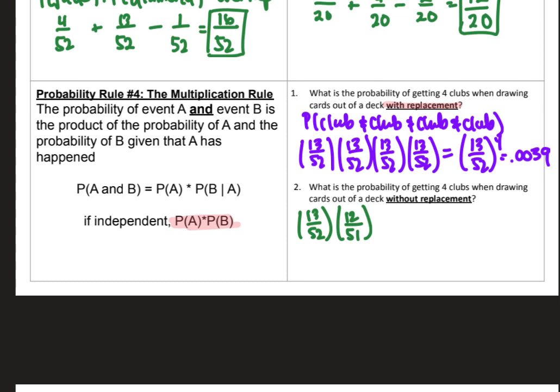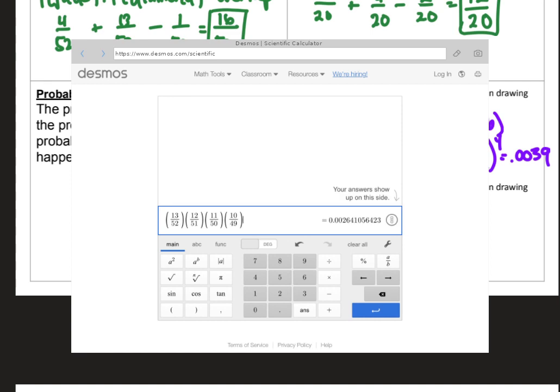All right, so here's an example. We're still multiplying, but the only difference between these two is that the probability of the second event is going to be different than the first event because of what happened the first time, right? And then if we draw a third card, it's going to be the same thing. We're drawing a club given that we drew 2 clubs before, so that's 11 out of 50. And then lastly, on the last draw, it's going to be 10 out of 49. So that probability when we put it in our calculator is going to be 0.0026.